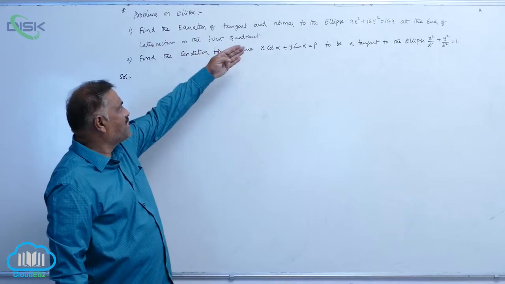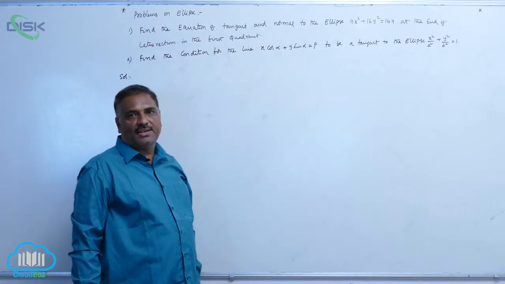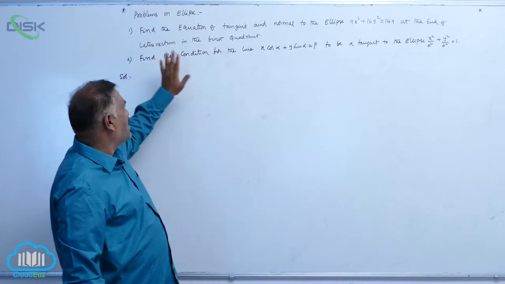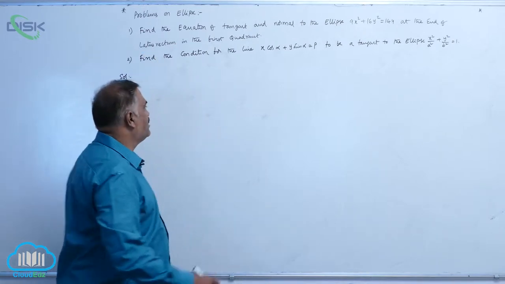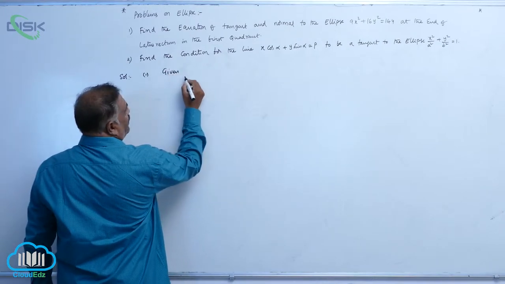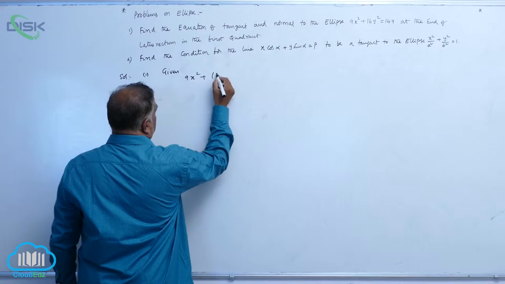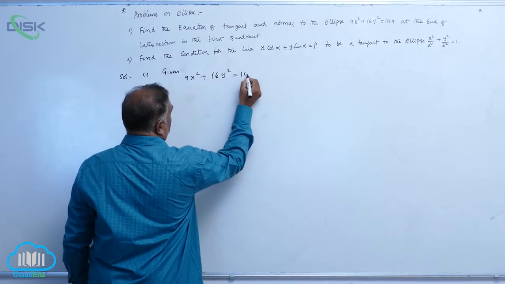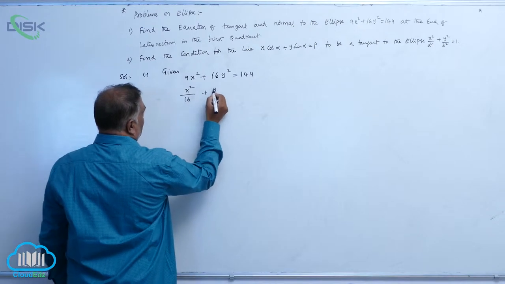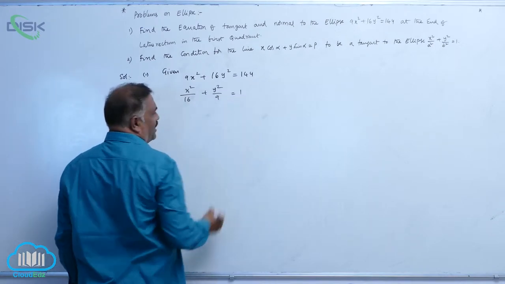Find the equation of tangent and normal to the ellipse 9x² + 16y² = 144 at the end of latus rectum in the first quadrant. Now, first problem, given 9x² + 16y² = 144. It is x²/16 + y²/9 = 1.